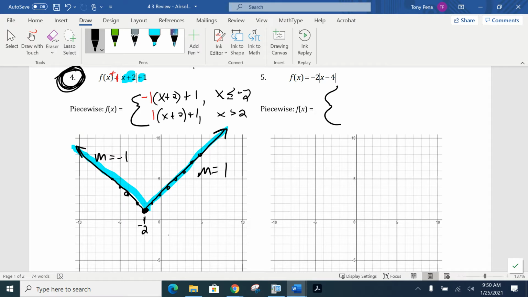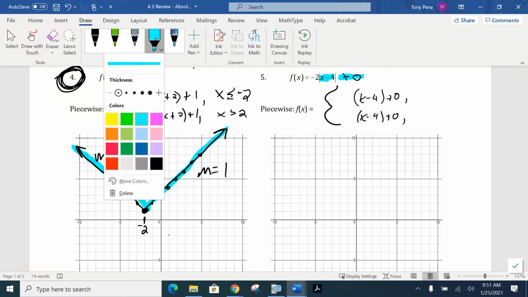All right, so now number 5. What I would do, for sure, I'm going to put a plus 0 here. And we know that since this is an x minus 4 and then plus 0, we're going to get the exact same thing here. x minus 4 plus 0, x minus 4 plus 0. Okay, so that is a given.